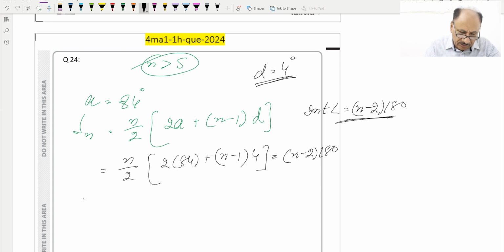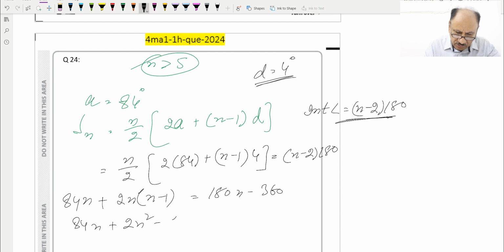If we open the bracket, it will be 84n plus 2n into (n minus 1), and this is equal to n into 180. If we open this side as well, this will be 180n minus 360, and now we can open this also. So 84n plus this will be 2n square minus 2n minus 180n plus 360 is equal to 0.